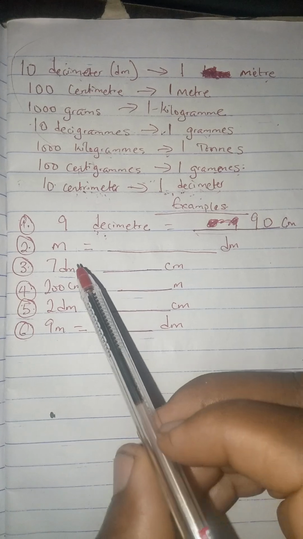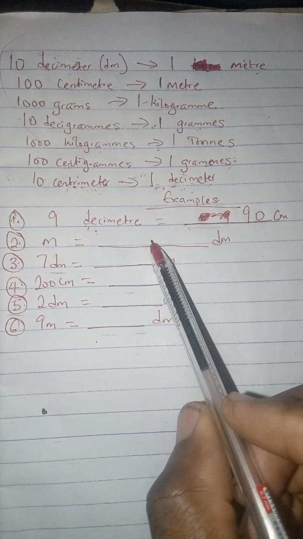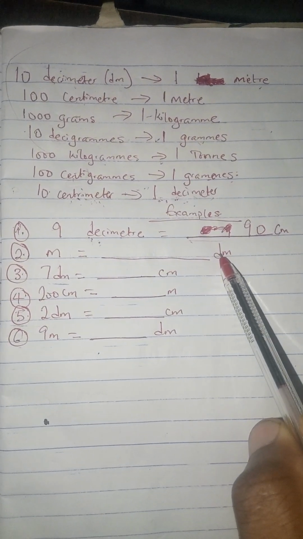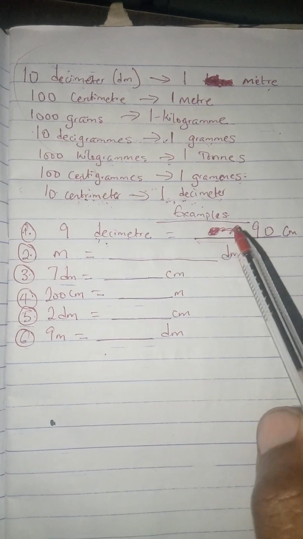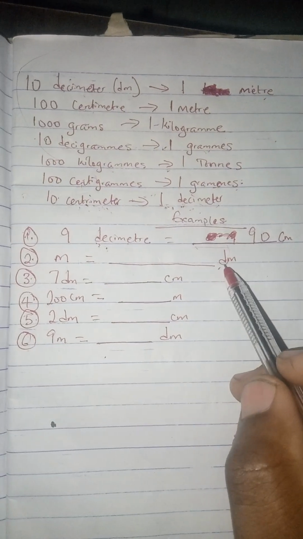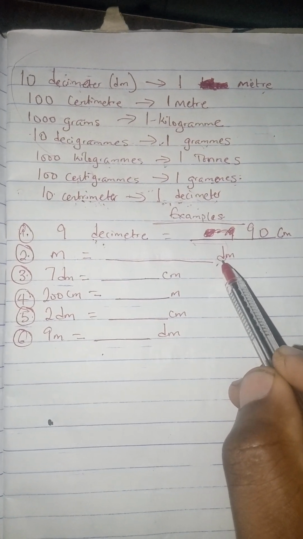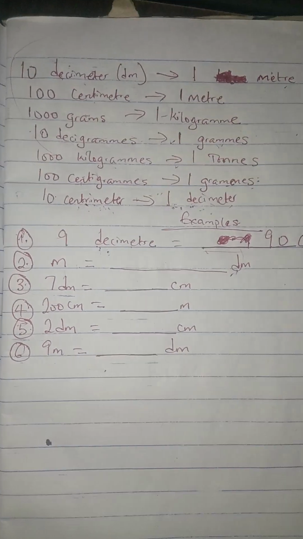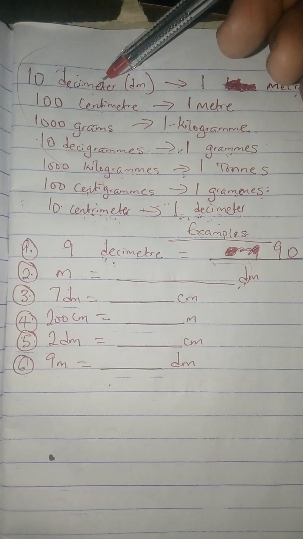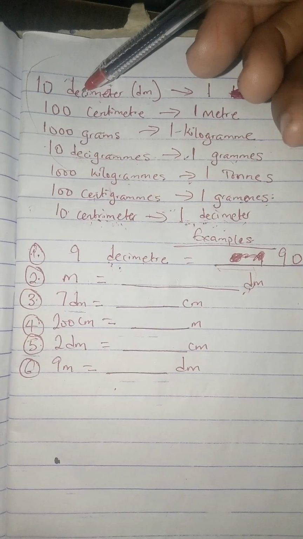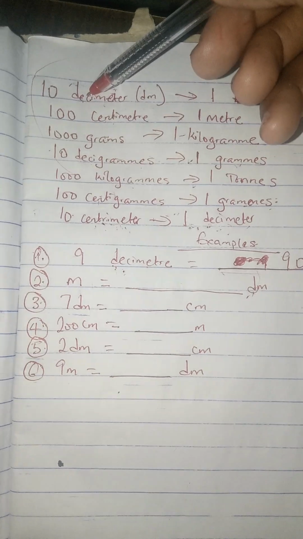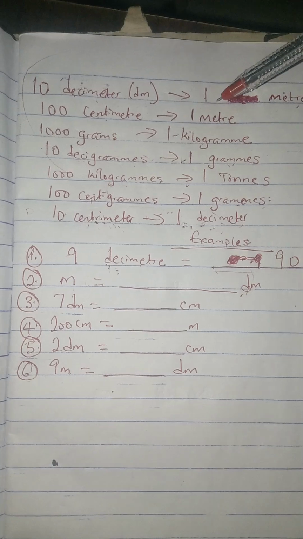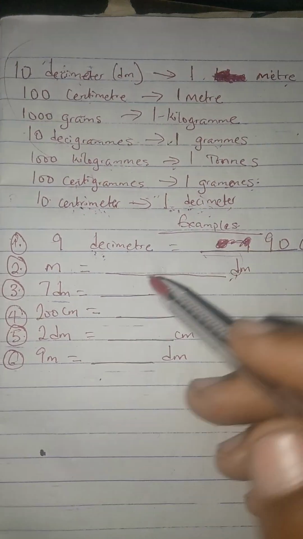Now we have here meter equals to what? Dash decimeter. Remember what I told you. D stands for what? 10. That means this 10 what? 10 decimeter. D is actually standing for what? 10. That's to tell you that we have 10 decimeter to give you what? 1 meter.